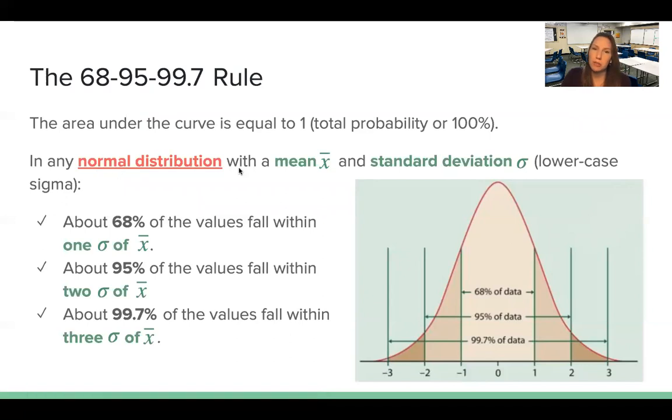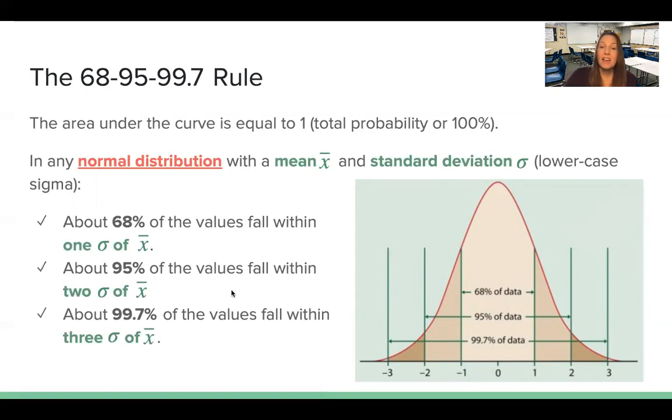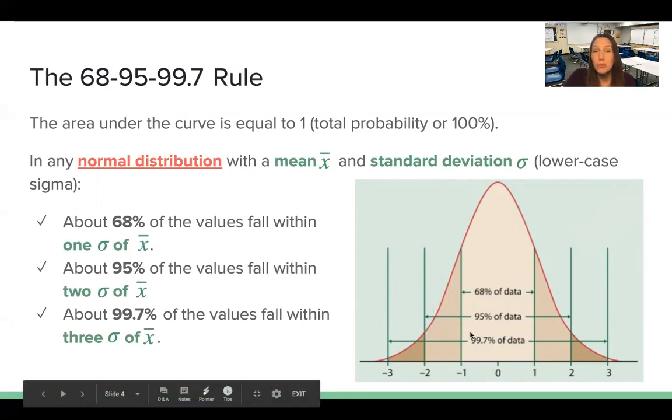So in any normal distribution with a mean and a standard deviation of sigma, we know that 68% of our data values will fall within 1 standard deviation of the mean. So if our mean is here in the center at 0, 1 standard deviation below would be indicated by this sign, 1 standard deviation above would be here, and that would account for 68% of our data. 95% of our data will fall within 2 standard deviations of our mean. So it would go from the -2 to the +2. All of that would be 95% of our data.